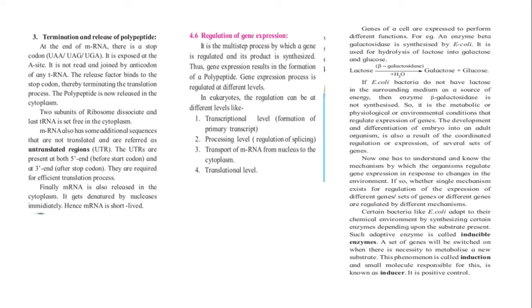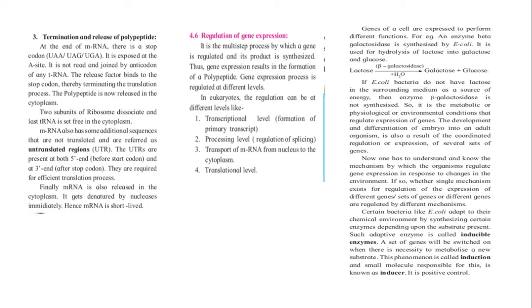Messenger RNA also has some additional sequences that are not translated and are referred to as untranslated regions. The untranslated regions are present at both the fifth end and third end. They are required for an efficient translation process. Finally, messenger RNA is also released in the cytoplasm. It gets degraded by nucleases immediately, hence messenger RNA is short-lived.